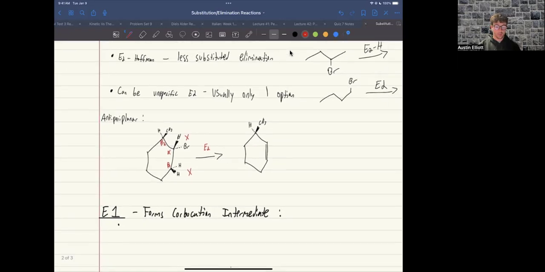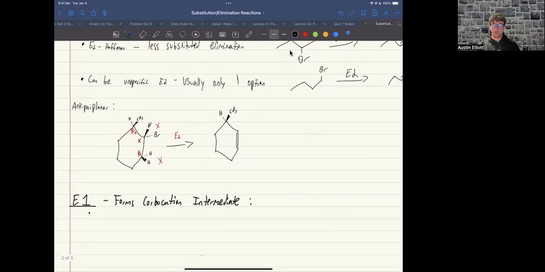Now, moving on to E1, this also forms a carbocation intermediate the same way that SN1 does. And something to know for this is that E1 is always Zaitsev. So it's always going to do that more substituted elimination if possible, which makes sense with the carbocation. It's going to go towards that more substituted section. So, like with SN1, shifts can happen, and it's just something important to keep note of. Make sure that you're aware of that.